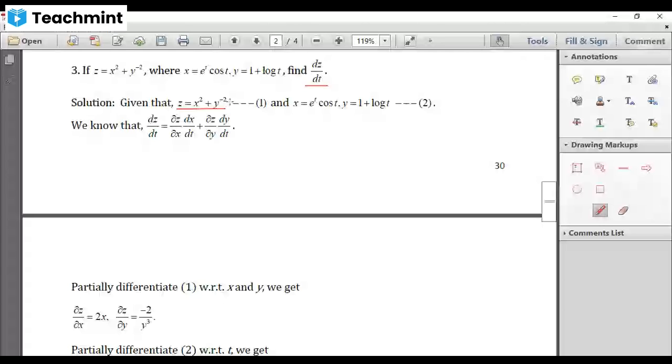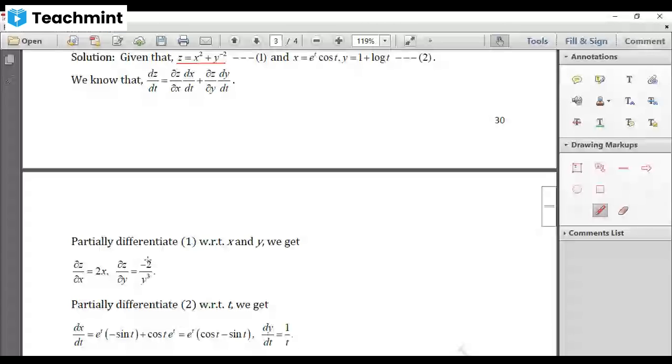By that, y to the power of minus 2, the derivative of that is minus 2 into y to the power of minus 3. If you send y to the power of minus 3 to the denominator, that becomes y cube. So minus 2 by y cube.